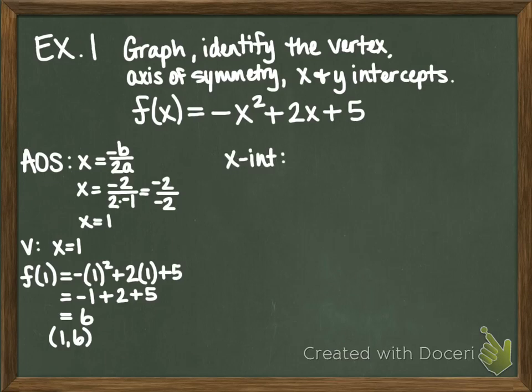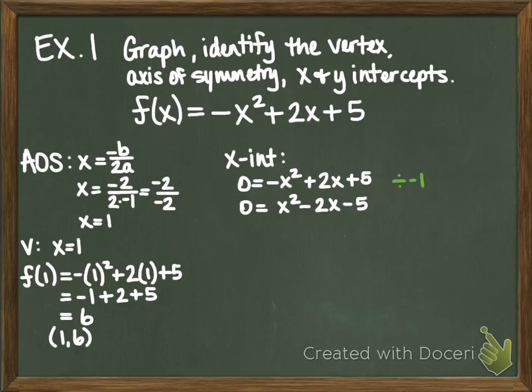Okay, so next we're going to do the x-intercepts. For the x-intercept, we plug in 0 for y, which is the same as f of x. So 0 equals negative x squared plus 2x plus 5. Now to make life easy for us, since that x squared is negative, I'm going to change all the signs by dividing by negative 1. If it's already positive, then don't worry about it. So that just changes all the signs in the equation. X squared minus 2x minus 5.